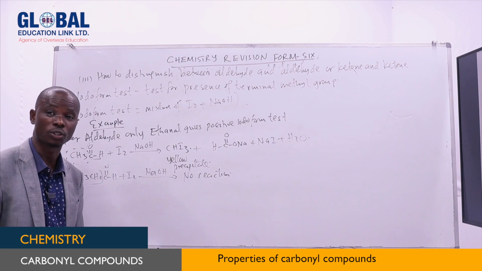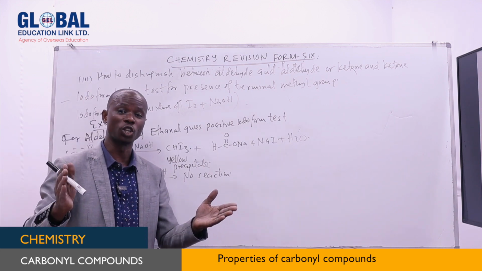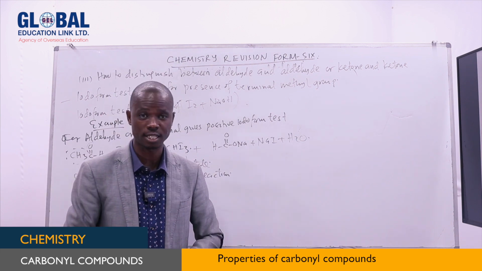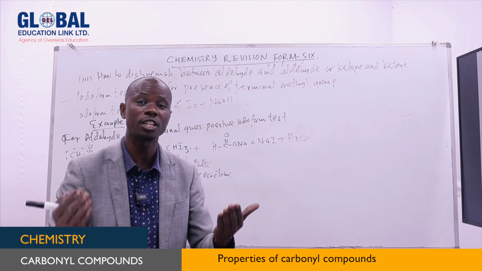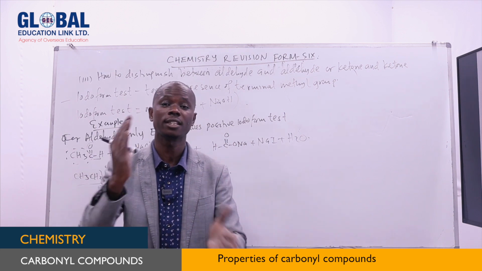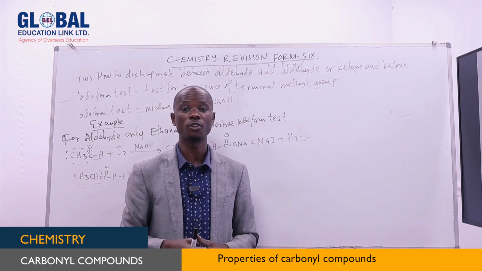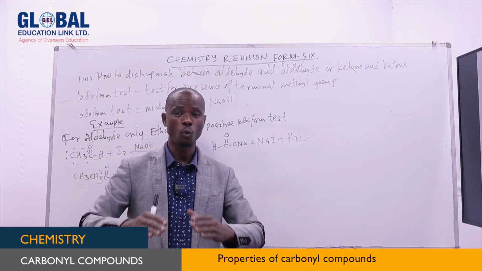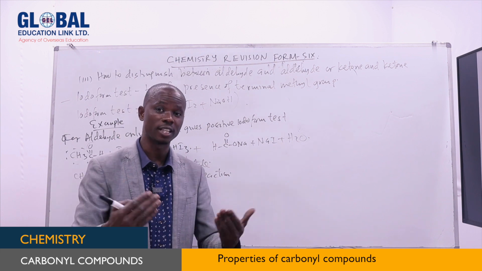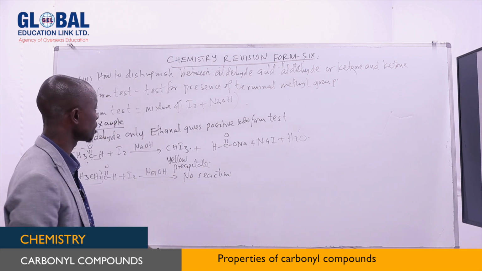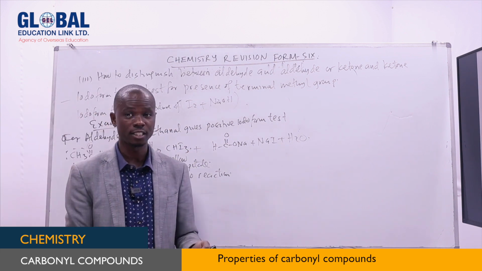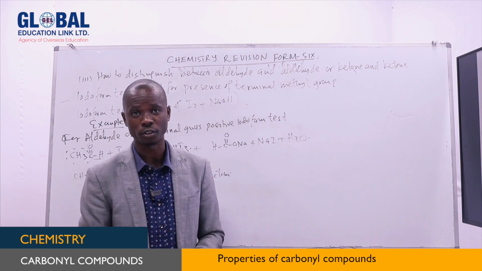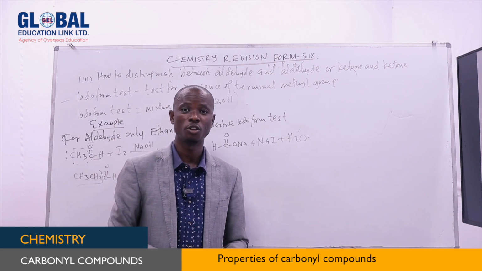The same applies to ketone. So for the case of ketone, the methyl ketone will give a positive iodoform test. When we talk about methyl ketone, we are talking about a ketone with at least one methyl group, which will give a positive iodoform test. But that one without the terminal methyl group won't give the positive test. It will give the negative test. So that is how you can distinguish between aldehyde and aldehyde, or you can distinguish between ketone and ketone. I'm sure that, my dear student, you are following.